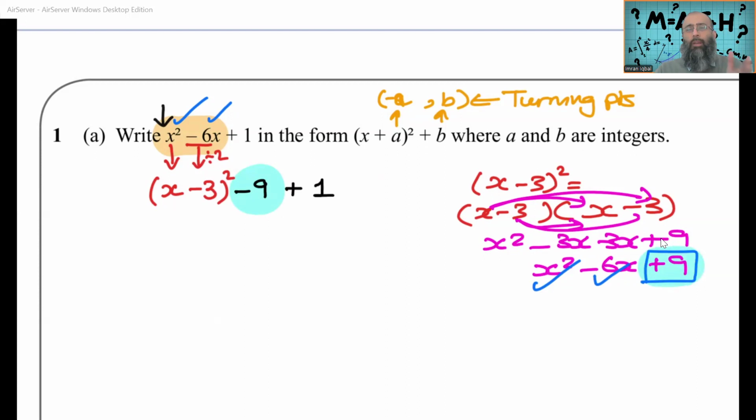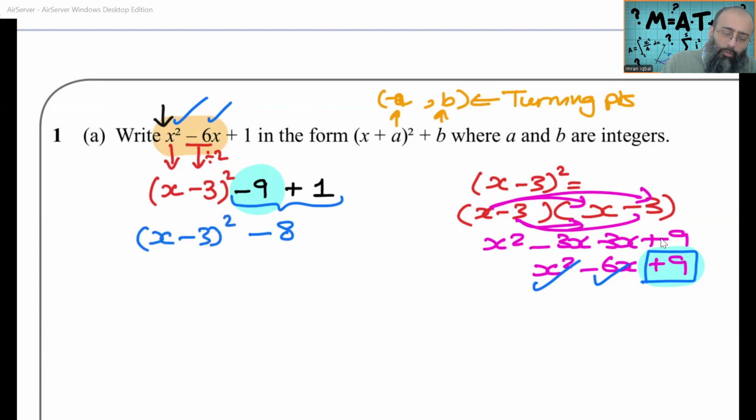The x squared minus 6x will recreate what we started with, but we generate an extra plus 9. That plus 9, we need to get rid of it. So we have to adjust for that by saying minus 9. That will then get rid of it, and the plus 1's already there, so that's okay. So let's sort things out. These can now be simplified. Minus 9 plus 1 will give us minus 8.